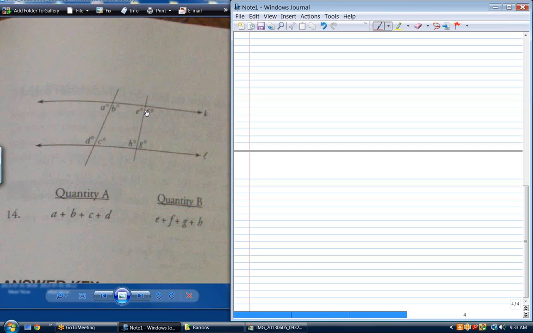Well, what's the sum of E plus F plus H plus G? Also 360. And no matter how much you rotate either of these lines, it's still always going to be true. It's always going to be 360 equals 360.